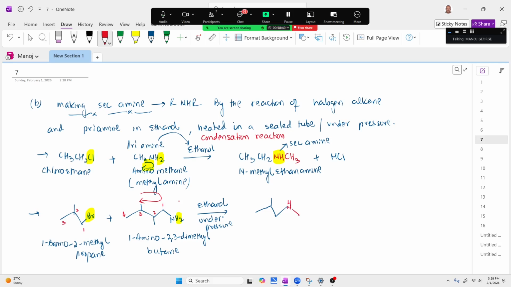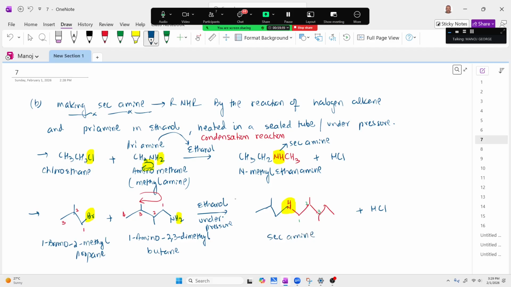And then I have 1, 2, 3. So that's 1. The methyl group is on the second position. That's the methyl. That's 3. There's a methyl at the third position. That's 1. See, this is 1. This is 2. This is 3. And then I have carbon number 4. This one here. Plus HCl. Okay, give me yes or no if everyone is okay. That's your secondary amine. All good?